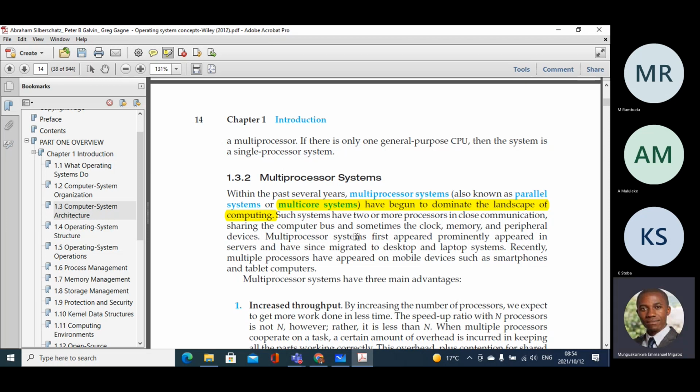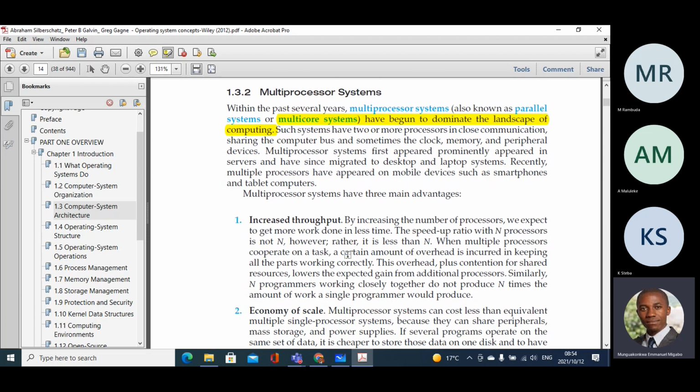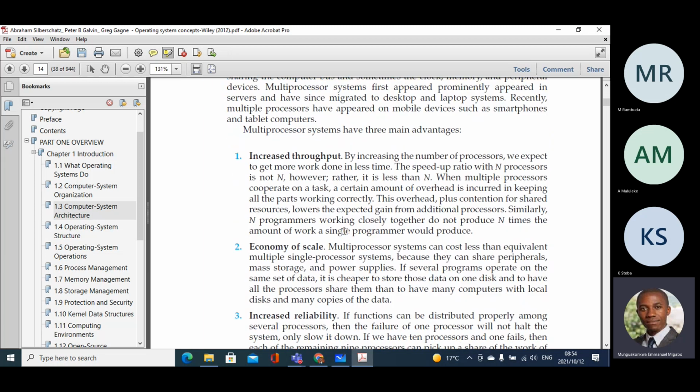The main benefits of multiprocessors are as follows. Increased throughput. Of course, you perform more tasks per time. For the same amount of time, a multiprocessor system will process more instructions or tasks than a single processor. Economy of scale. Multiprocessor systems can cost less than equivalent multiple single processor systems. What does that mean? If you were to have multiple single processor systems, meaning multiple computer systems, which are all single processor, meaning the two CPUs are not residing on the same computer system.